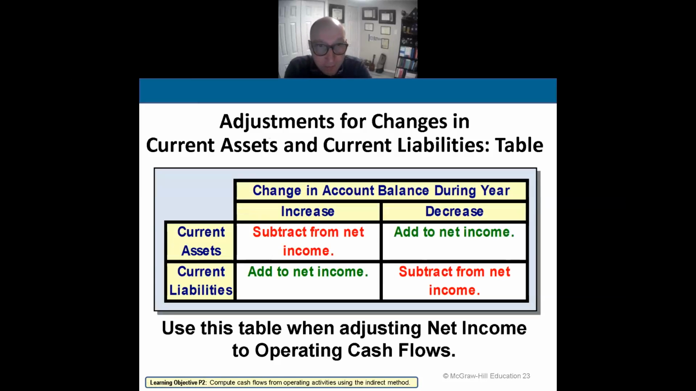And this shows us the impact, right? So if there is an increase in your current assets during the year, we subtract it from net income. We add it to net income for the current liabilities. This shows us the difference, yeah? So you can use this table when we calculate net income to adjust the operating cash flows.